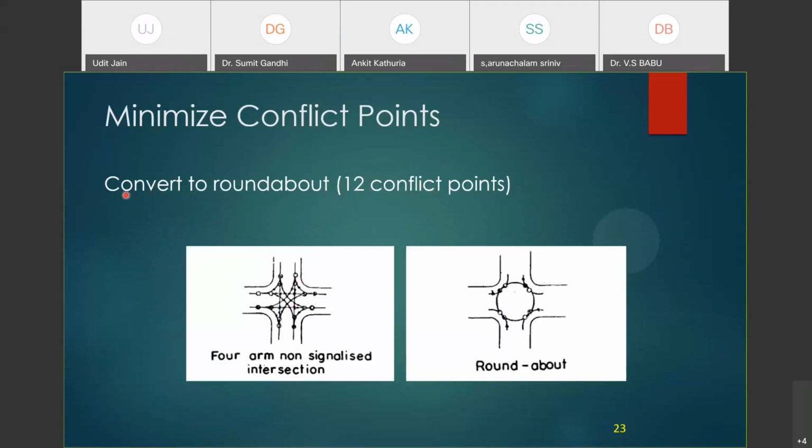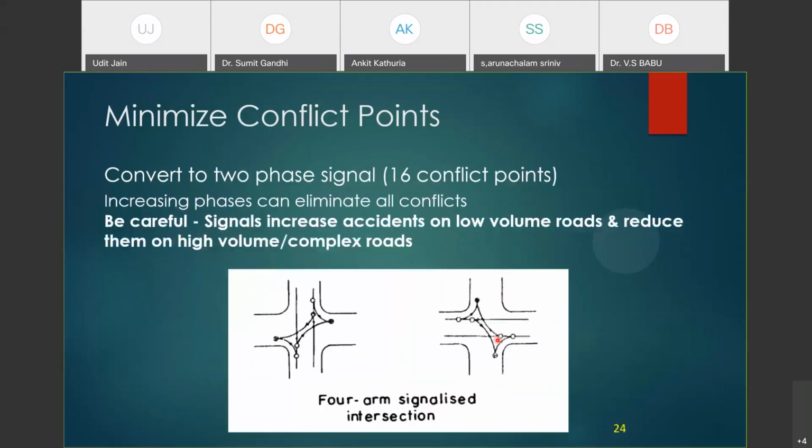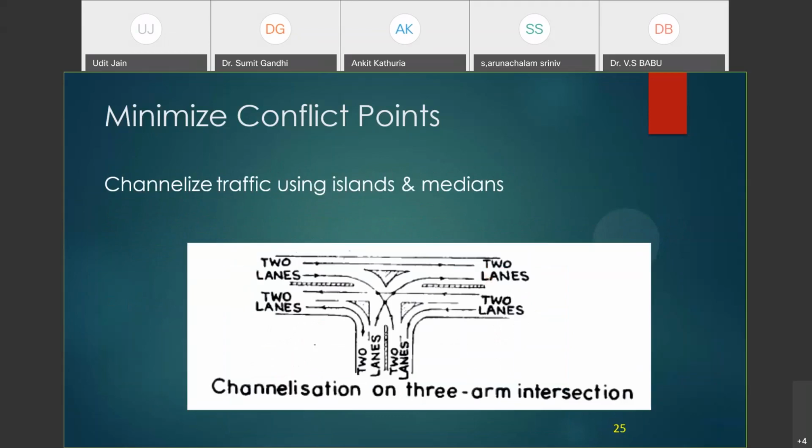So if there's an uncontrolled intersection with 32 conflict points, we can convert it into a roundabout, which reduces the conflict points from 32 to just 12. We can convert it into a two-phase signal where two phases move simultaneously, and the number of conflict points is reduced from 32 to 16. We can provide channelization. As I said, if you provide a channelizer here, the merging and diverging conflict points get removed. So channelization can also work as an excellent example for minimizing conflict points.